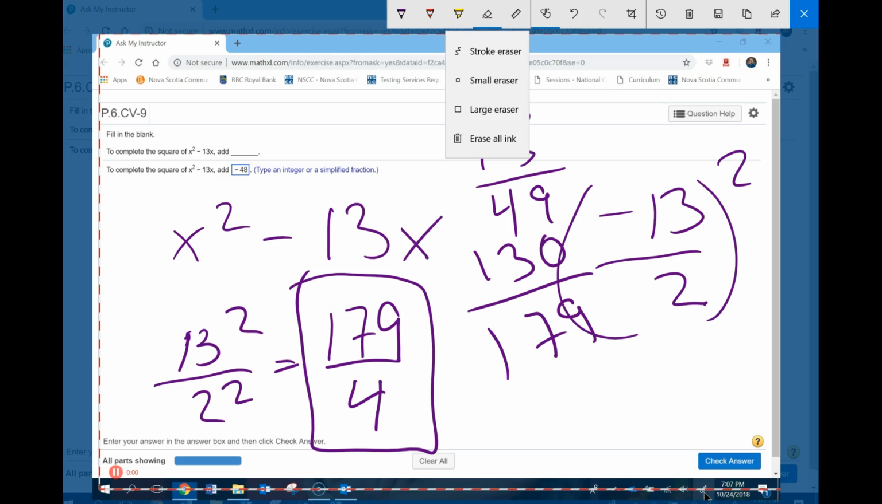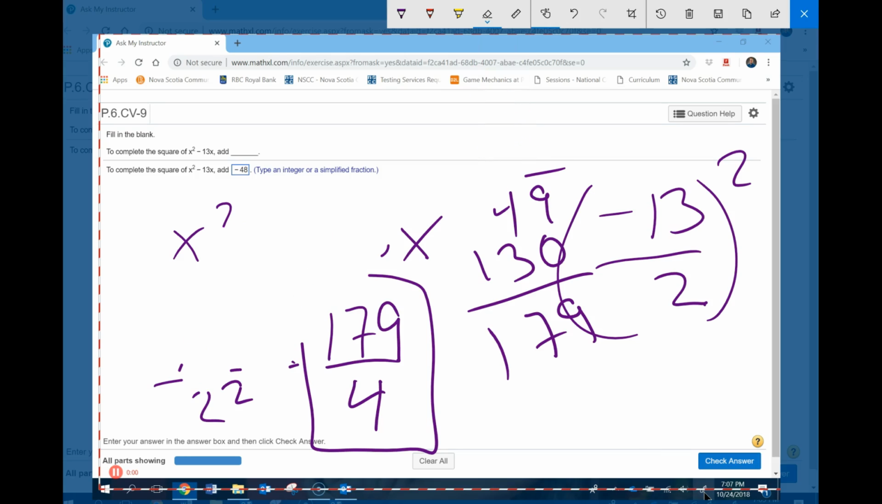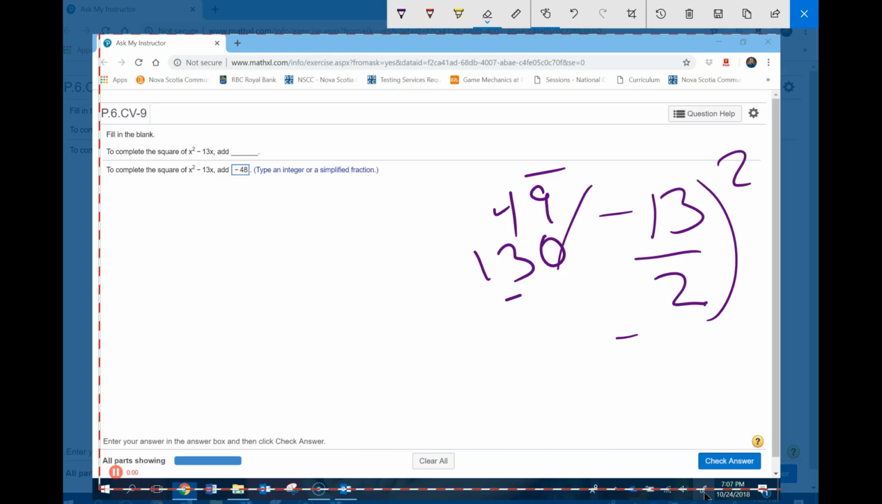Now don't let that freak you out. Don't worry about the fractions or anything like that at all. Perfect square trinomials are beautiful. They're so easy to solve. They're so easy to factor.